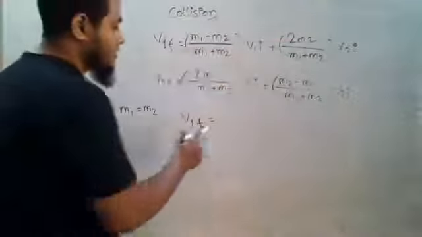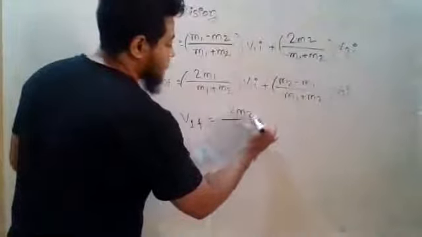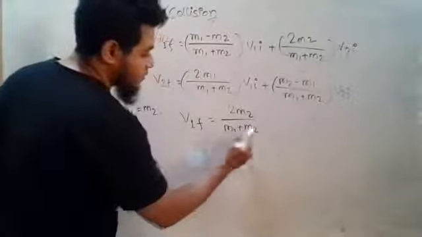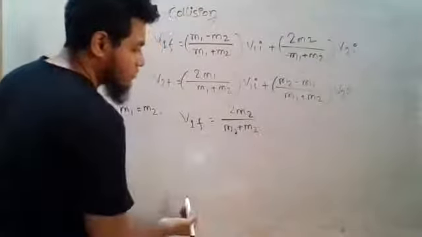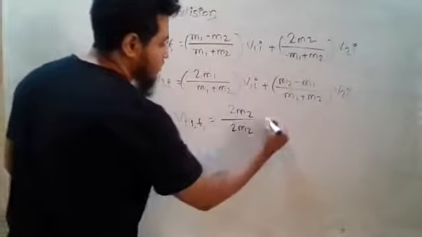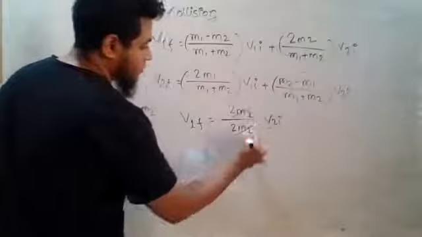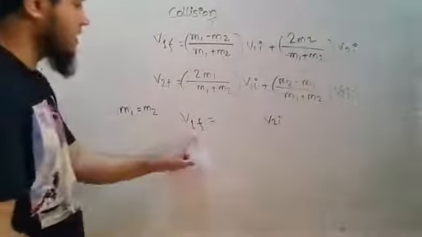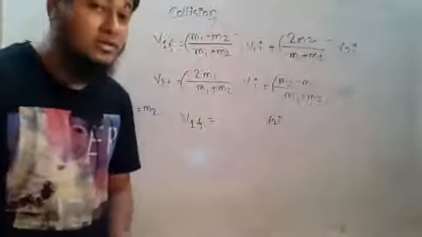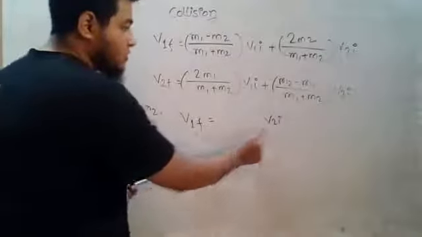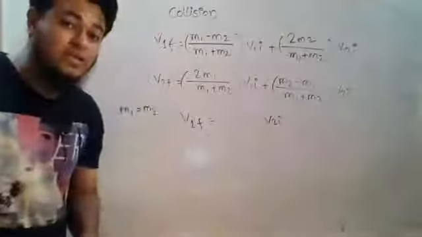Then what will happen here? 2m2 divided by m1 plus m2. But as m1 is equal to m2, I can write this is also equal to m2. So m2 plus m2 will be 2m2, into v2i. 2m2, 2m2, they will cancel each other. So as a result, v1f will be equal to v2i. What does that mean? That means the final velocity of the first body will be equal to the initial velocity of the second body.